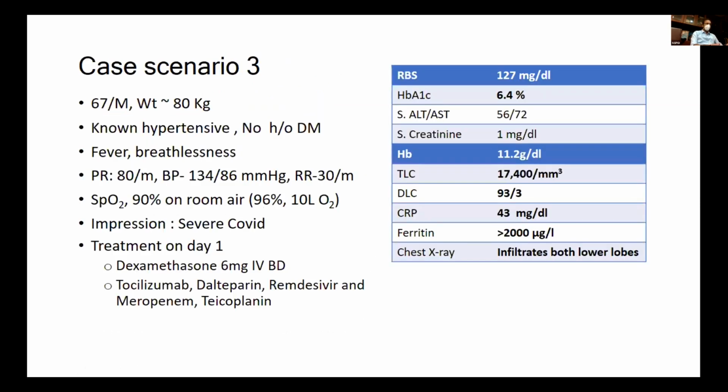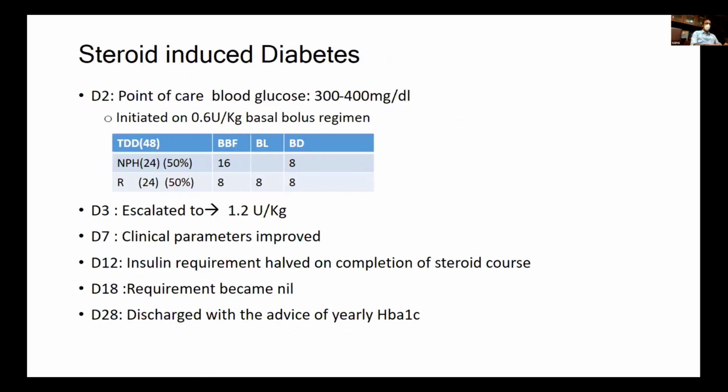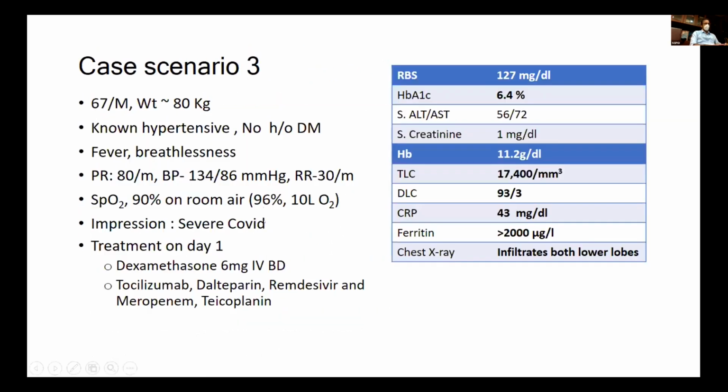This is a third patient, just like the previous patient, but here we can see the high blood sugar, but he has an A1C of 6.4%. That means the blood sugar was elevated because of the infection and here because of the steroid. So whenever we discharge, we should be very careful in prescribing any OHA, and we should ask a physician, a medicine specialist or an endocrinologist if available, what to do for this kind of patient.